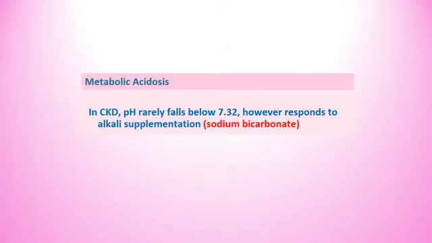Metabolic acidosis. In chronic kidney disease, pH rarely falls below 7.32. However, it responds to alkali supplementation, that is sodium bicarbonate.